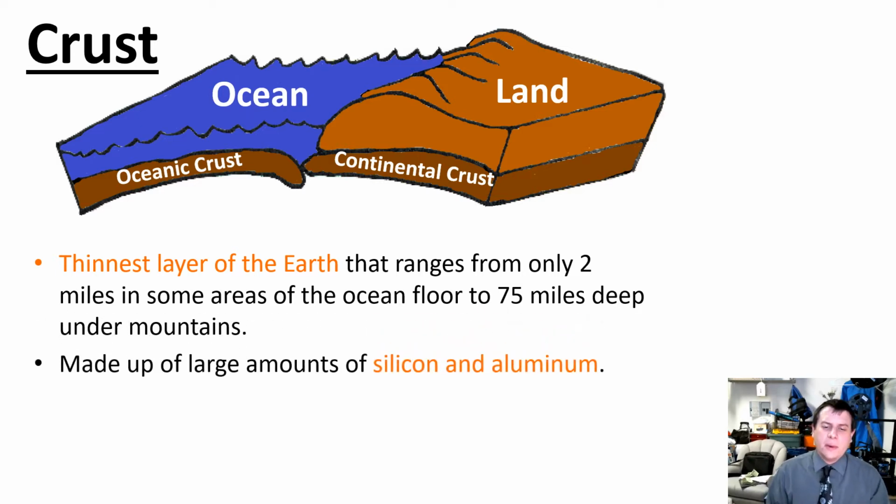It is made up of mostly silicon and aluminum. Those are actually the two most plentiful elements in the crust of the Earth. Silica is basically what sand is. It's also what's melted down to make glass.